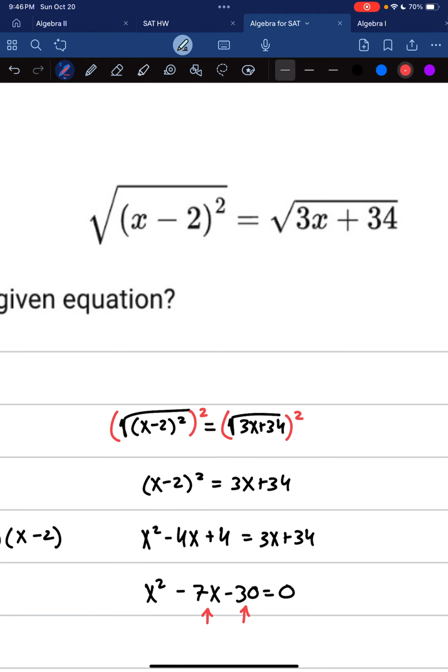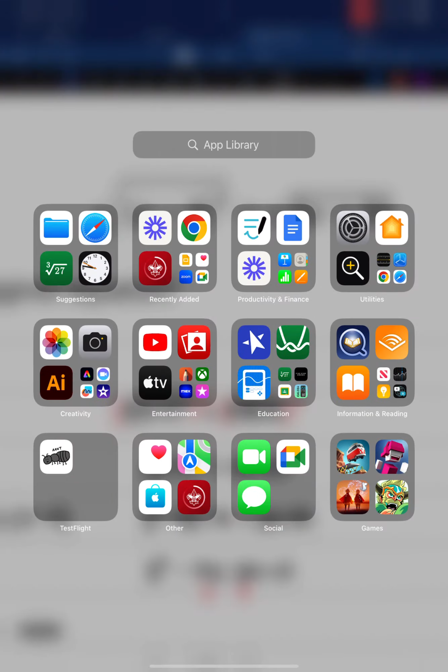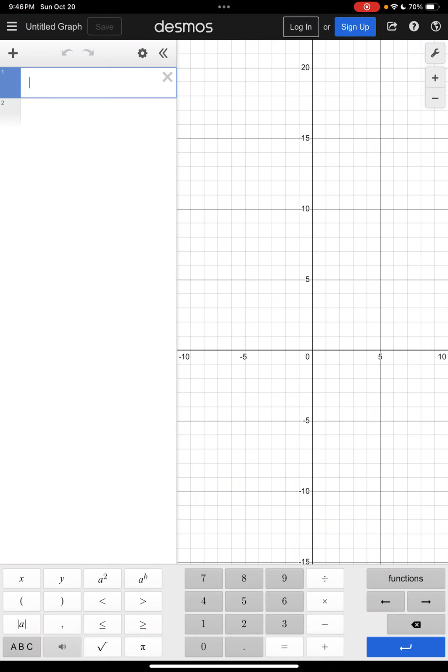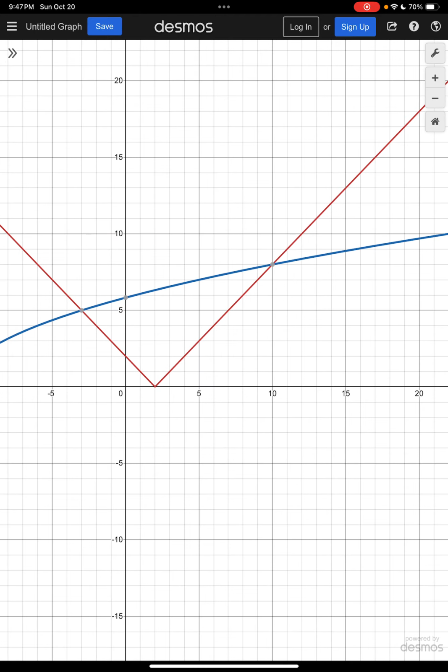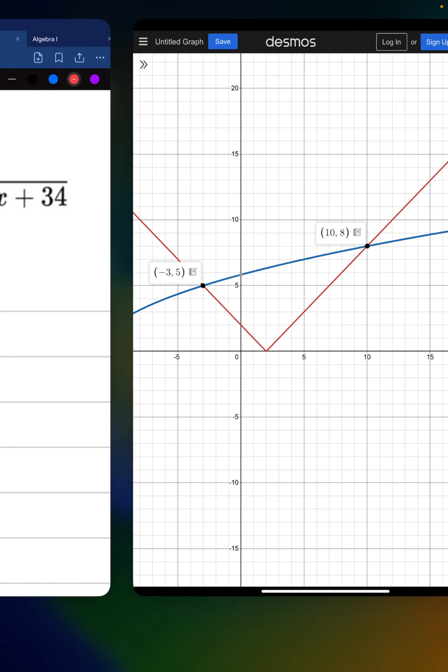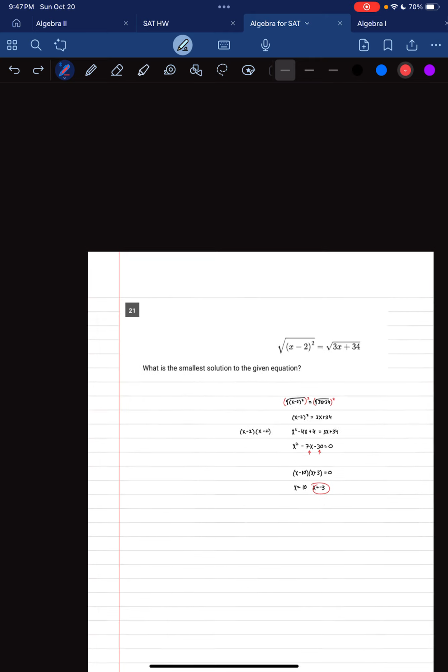I can also solve this equation by just plugging this into decimals. If I plug in both the left and the right side of the equation into decimals and see where they intersect, that's going to give me my solutions as well. So we can go ahead and try that. The first one was the square root of x minus 2 squared, and the second one was the square root of 3x plus 34. We can see that they intersect at 2 points, x equals negative 3 and x equals 10. So those are my two solutions, and the smallest of them is negative 3.